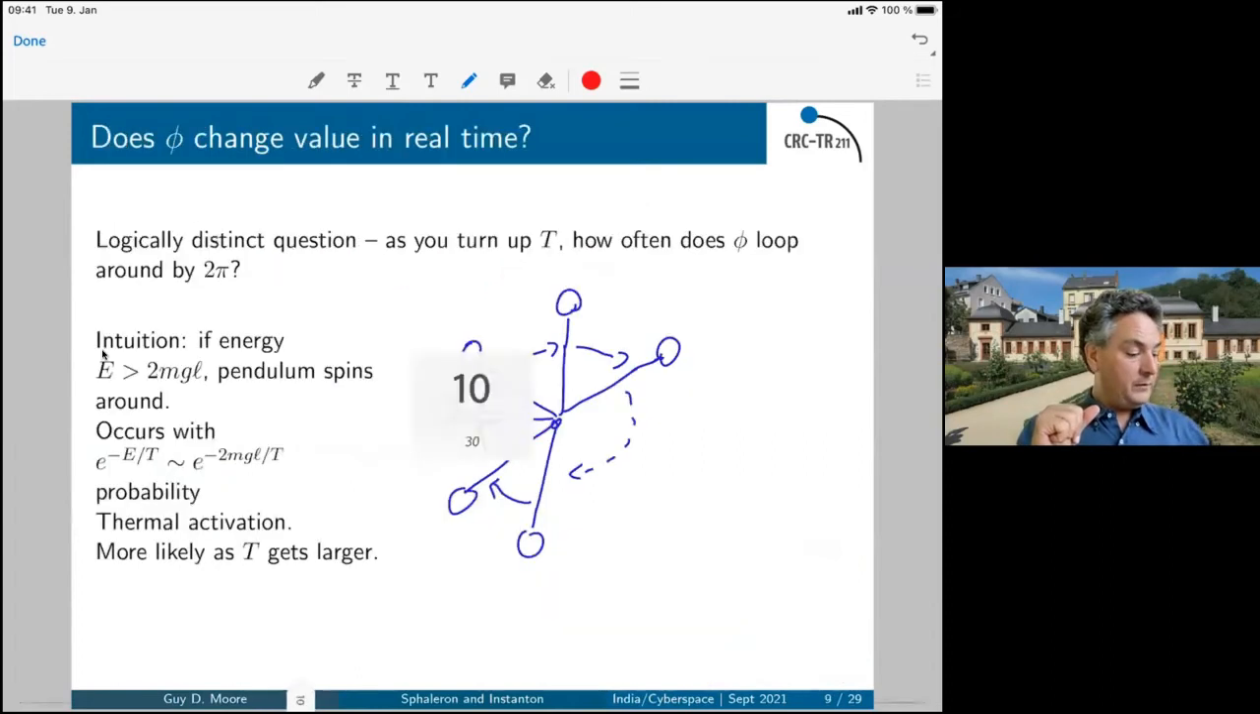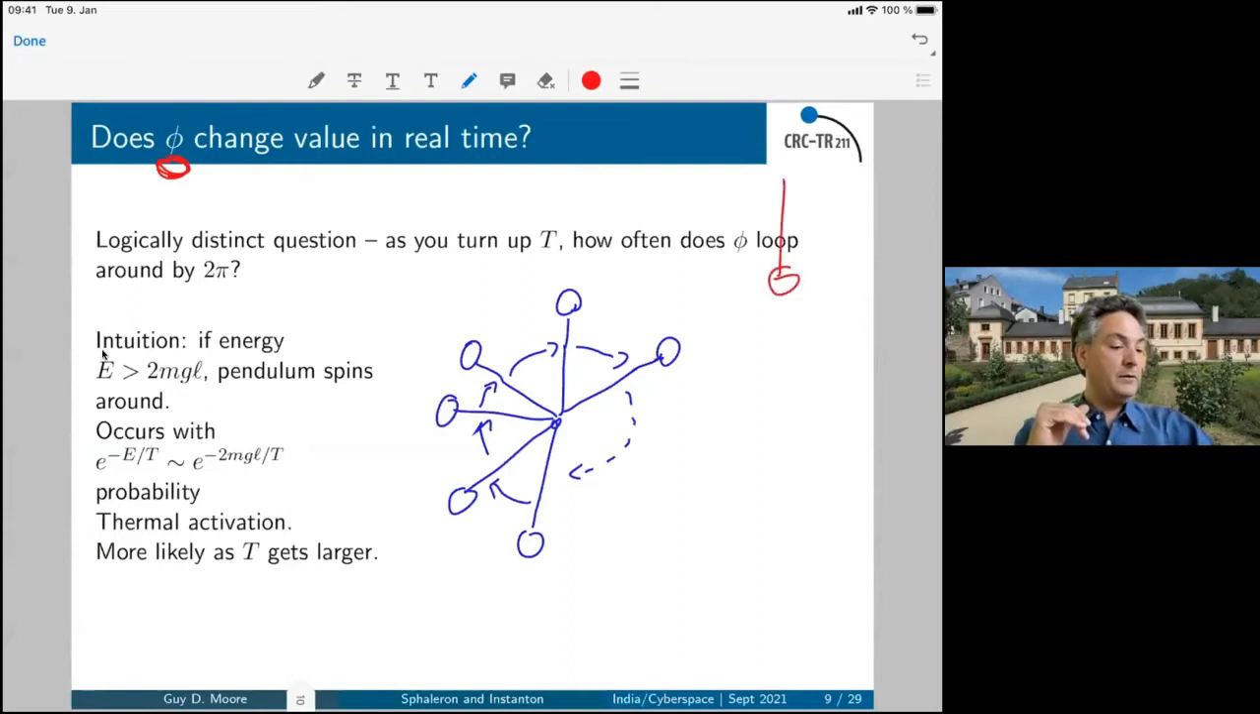Let's ask a different question. Does the value of phi change? What if I watch this pendulum and I see what happens? In vacuum, the pendulum just sits here.